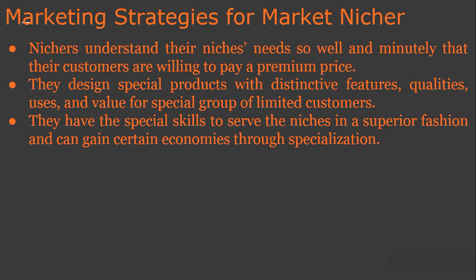The customers are ready to pay, because these are all premium customers who have distinctive, stylish, specific needs. They want special products with distinctive features, qualities, uses, and value for a specific group of limited customers. Suppose students, Mahindra and Mahindra is producing a stylish sports bike. They produce the bikes on the basis of orders from their special premium customers, customers who are ready to pay lakhs of rupees for this kind of bike. The group of customers served is called a niche or niches, and the companies serving them are called nichers, specialized market segment companies. They have the special skills to serve the niches in a superior fashion and can gain certain economies through specialization.